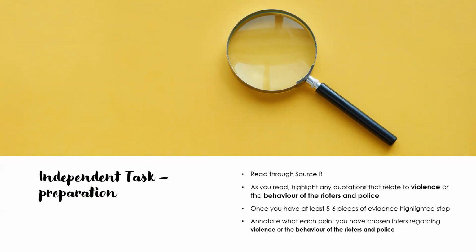I want you to annotate what each point you have chosen infers regarding violence or the behaviour of rioters. Now, you wouldn't necessarily have time in the exam to spend that much time annotating, but this isn't an exam, this is a practice. So do spend that time planning and prepping for your response, okay? Make some notes in the margin on the extract. What do the examples you've highlighted infer or tell us or suggest, okay? And you might circle keywords and phrases as well to help with the next part of the question.